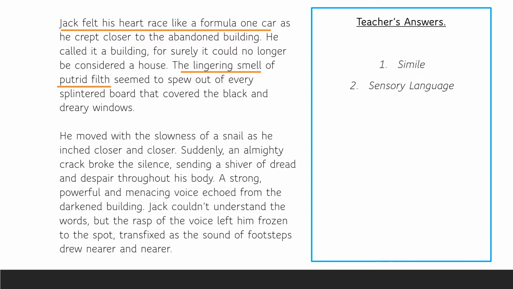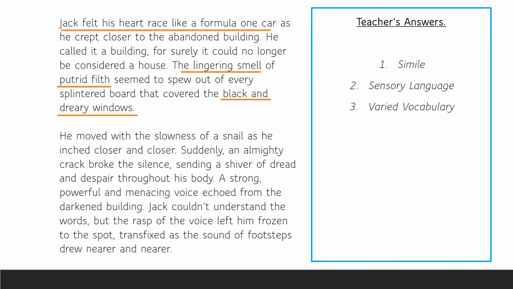The next one is these very interesting words we have here, putrid filth. So this is classed as varied vocabulary. So we know from that description and our understanding behind the meaning of those words that whatever is smelling is something horrible and truly disgusting.